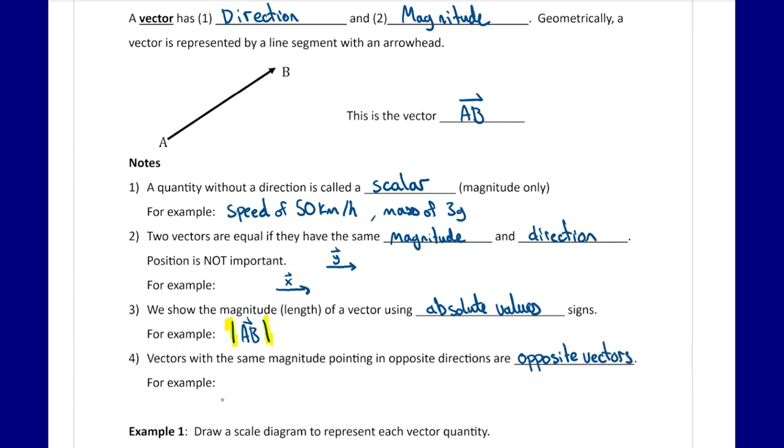Again, for example, if I have a vector here, we'll call this vector A. Vector B would be going the same magnitude, but going in opposite directions. So something like that.